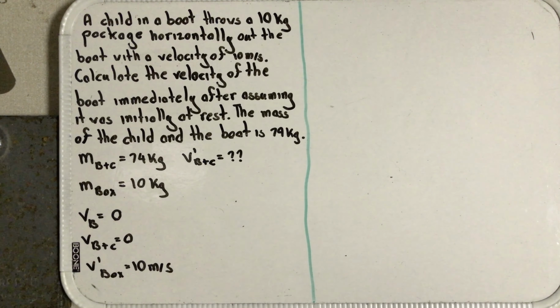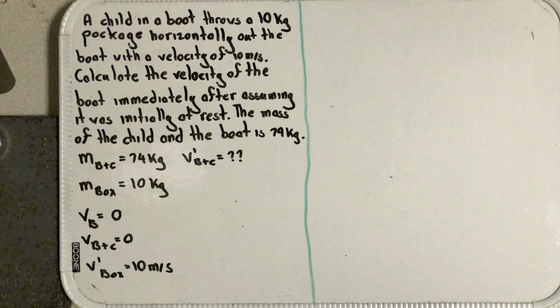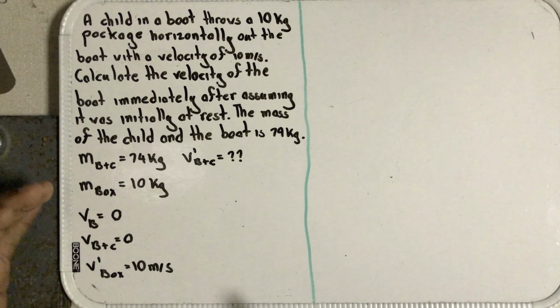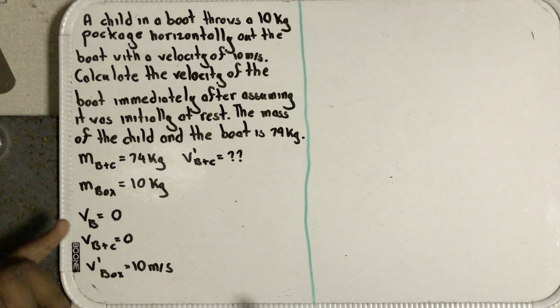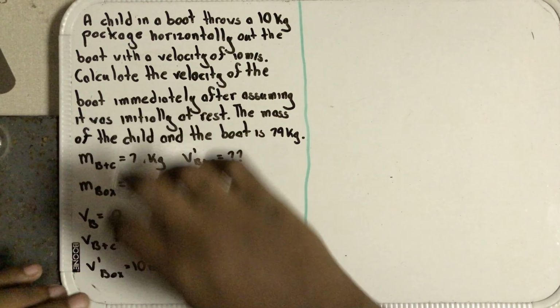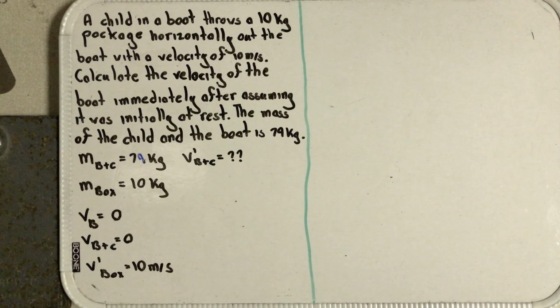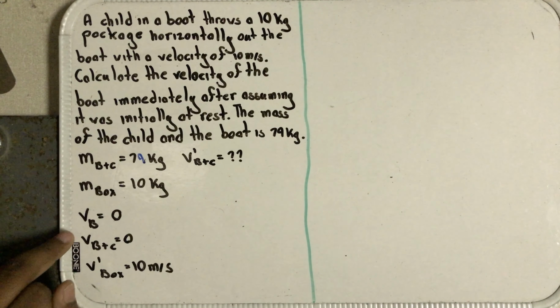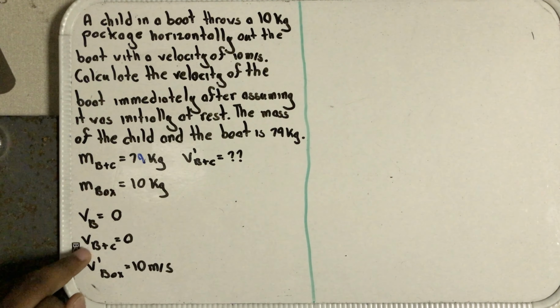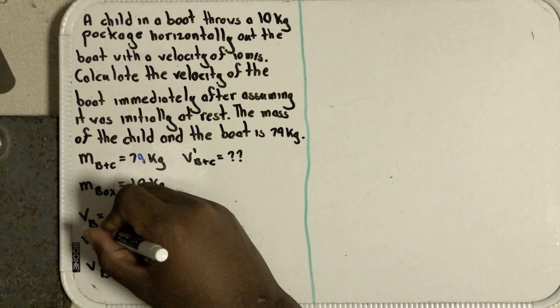So here, this is how I usually like to start my problem. I always write out all the variables that I'm given, and I usually go from there. So here I have mass of B plus C, which is mass of the boat plus mass of the child, which is, and I made a mistake, that should actually be 79 kilograms. Here I have mass of the box, which is 10 kilograms. And here, if I don't have anything written there, I'm going to denote these as the initial velocities. So I have the initial velocity of the boat plus the child and the initial velocity of the box.